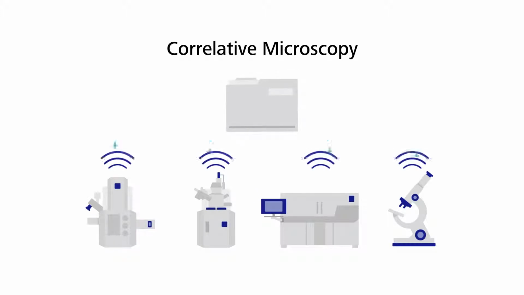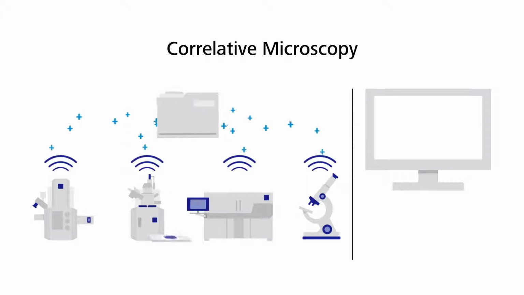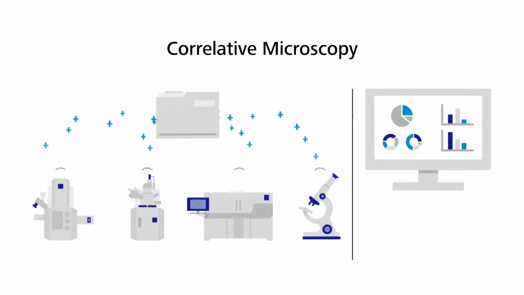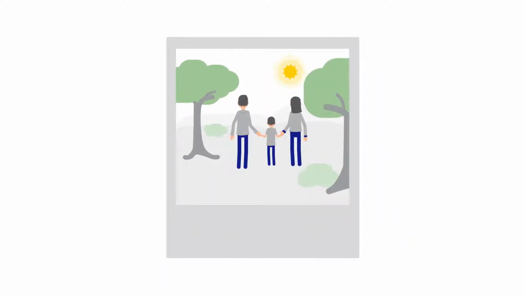So what exactly is correlative microscopy? Correlative microscopy is much more than simply a combination of microscopes. It is also about software, techniques, and data. It provides streamlined, easy-to-use workflows, insights into your sample like you've never seen before, less time and effort spent on data acquisition, meaning more time for the important things in life.